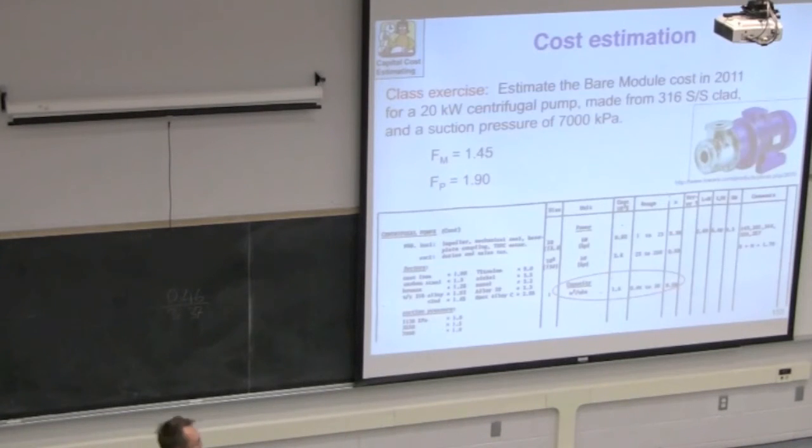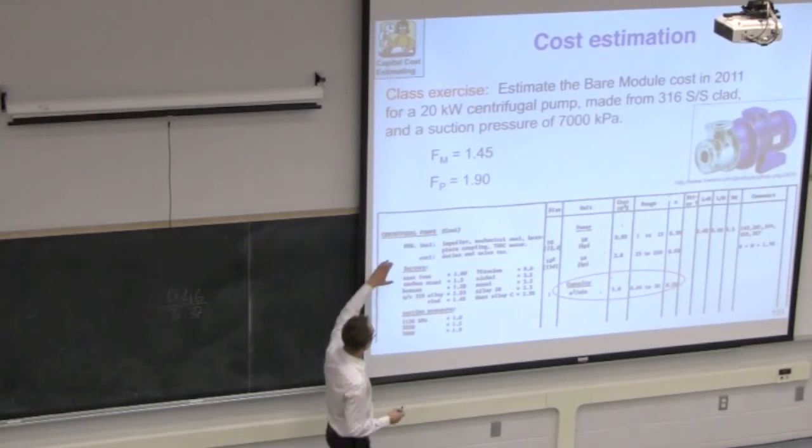That's another example for you to try. But here is a new example I've added to the notes. I'd like you to take a look at this one and work on the first four steps. Where you estimate the base price of the unit, multiply it for capacity, and then if you're comfortable and confident enough, you can go ahead and estimate the costs for the materials upgrade. So we want to upgrade this pump so that it's made from 316 stainless steel clad and for a higher suction pressure.